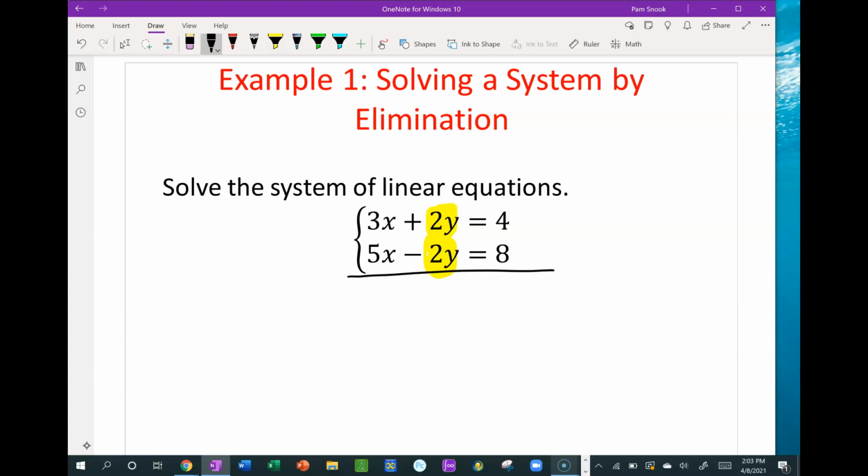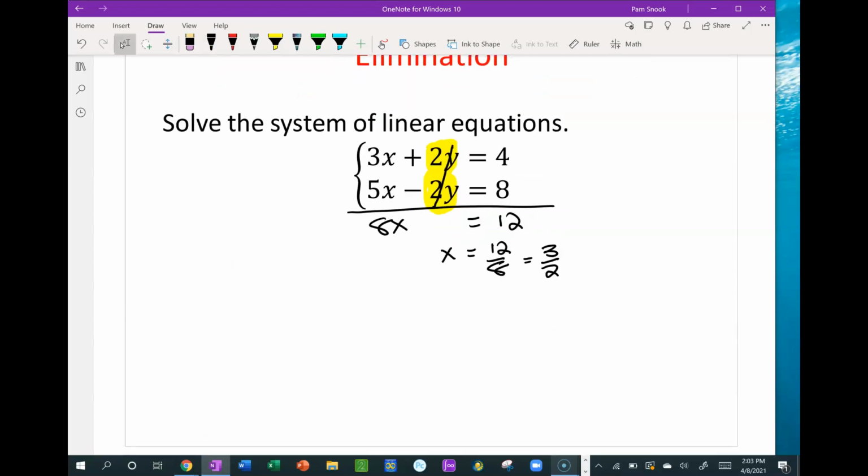So 3x plus 5x is 8x. I have a 2y minus a 2y, that drops out. And then 4 plus 8 is 12. So now I have a very simple equation, 8x equals 12. And when I solve that, I'm going to get x equals 12 over 8, and that reduces to 3 over 2. Now go back, pick one of the equations, and plug in your x and solve for y.